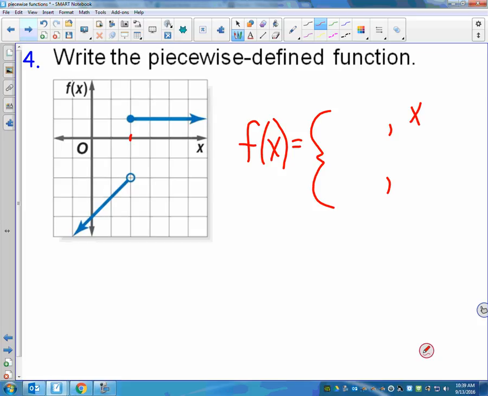So I have x is, this side would be less than, right? Say less than 2. And then this side, because it's filled in, I think I heard Chandler say, would be greater than or equal to 2. So I got that part. Which one looks easier to write the equation for? This one or this one?